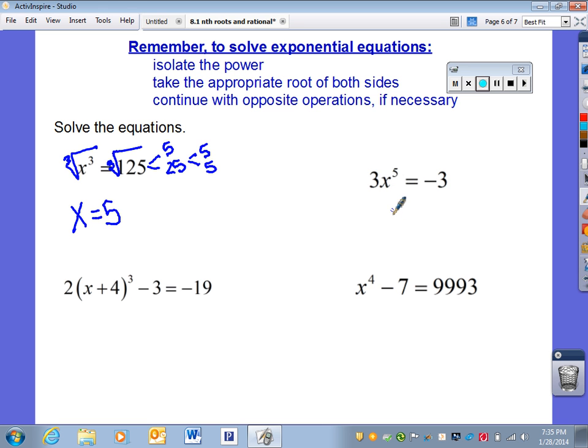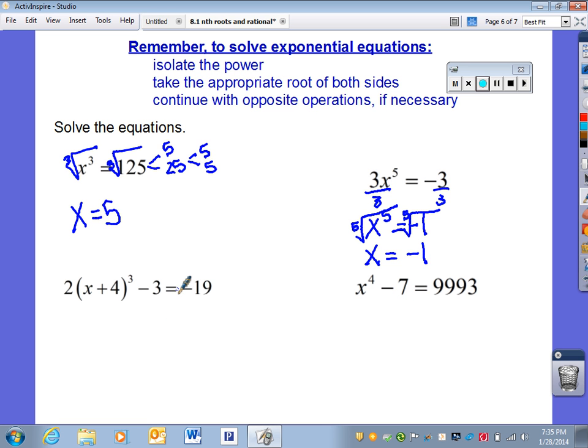In the next example, we want to get the exponent power by itself, so we're going to divide both sides by 3. So we have x to the 5th power is equal to negative 1. Now since we have an odd exponent and our value is negative, we would know that any number times itself 5 times to give us a negative answer would need to be negative to begin with. So do the opposite operation, which is to take the 5th root. What number times itself 5 times gives us negative 1? And that's going to be negative 1.